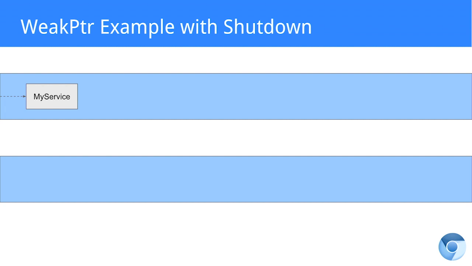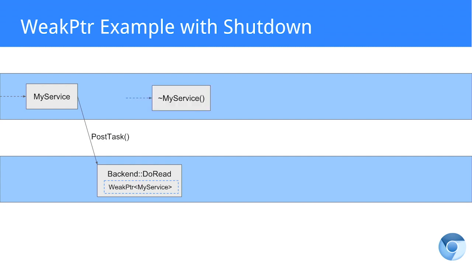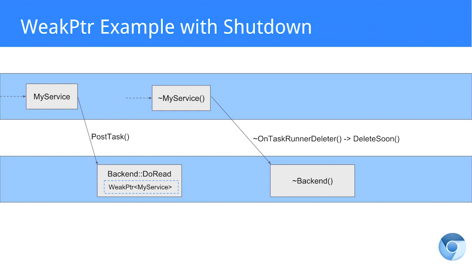The fun part is during shutdown. So same case, we have a myService request, which forces us to do a read. While we're doing the read, shutdown happens. So we destroy myService. Because we destroyed the backend unique pointer, which had a special deleter that was bound to the other sequence, the deletion is actually going to happen on the other sequence. So this ensures that the destruction of backend is sequenced after do read. So we cannot have a use after free on do read.